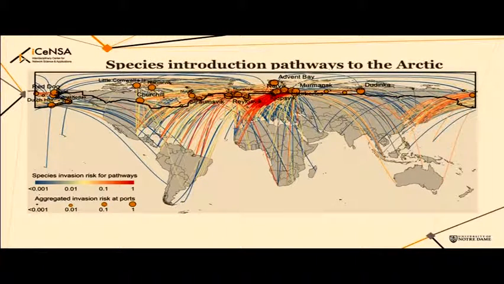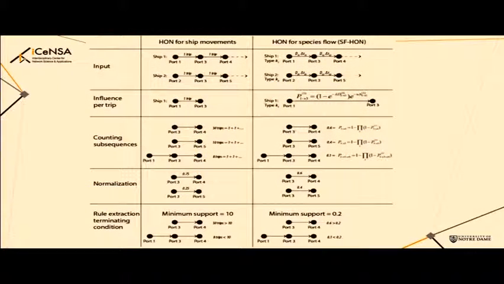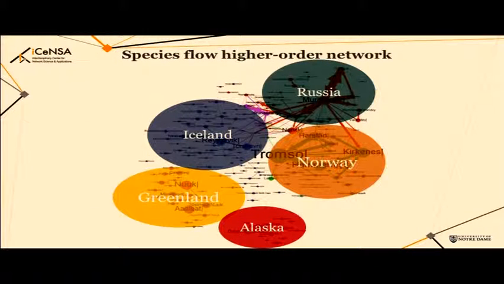So what we looked at is, what are the introduction pathways to the Arctic from different ports in the world, and we created these networks. And then, because we have the shipping network data, we simulated, as Arup likes to call wargaming, we were wargaming what happens with the species flow, what's the influence per trip, what are the subsequences, what's the rule extraction, etc. So we went through the exercise of projecting what the things could be from a global shipping network perspective using higher order networks for the Arctic region.